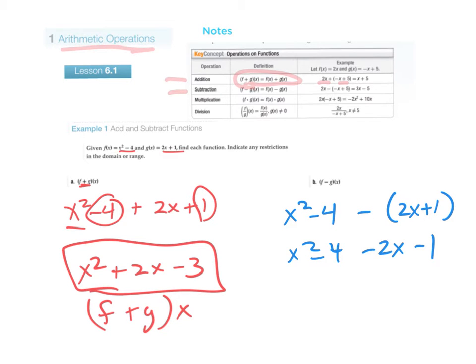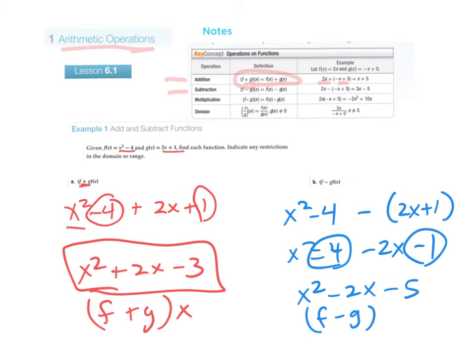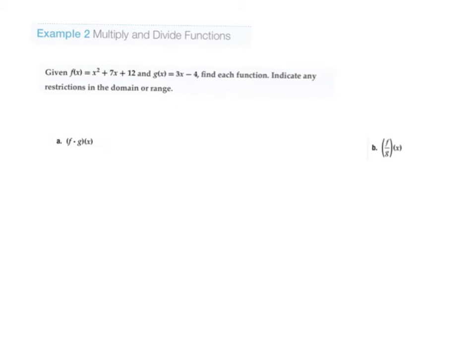And now I still add like terms. My x squared is still its only variable, my minus 2x is too, and my negative 4 and negative 1 now become a minus 5. So these functions look very similar, but it's technically the same thing we've been doing. Subtraction is the most difficult because we have to make sure we subtract by changing the sign. And so here is our answer for subtraction.